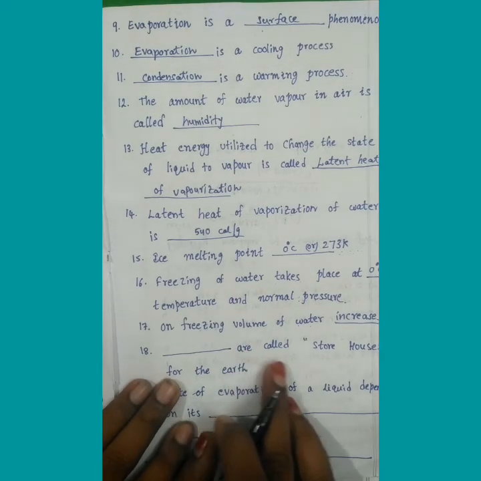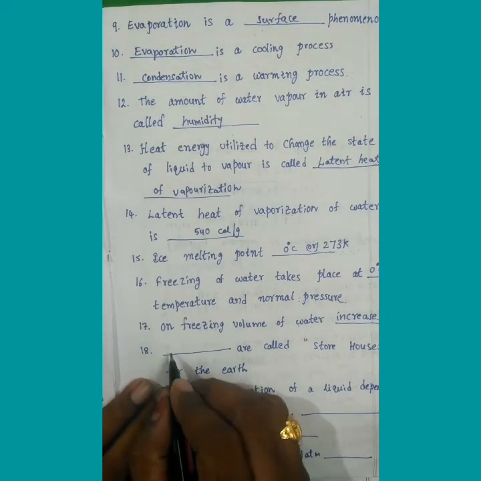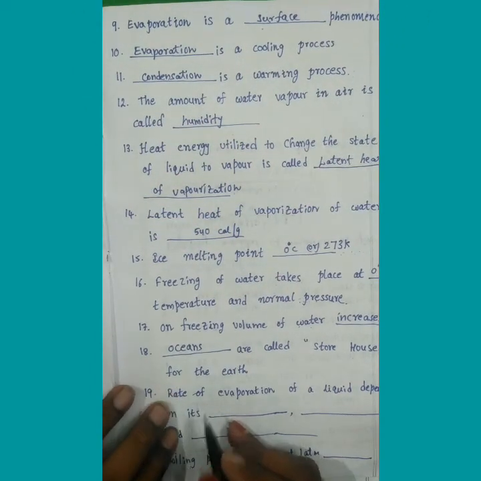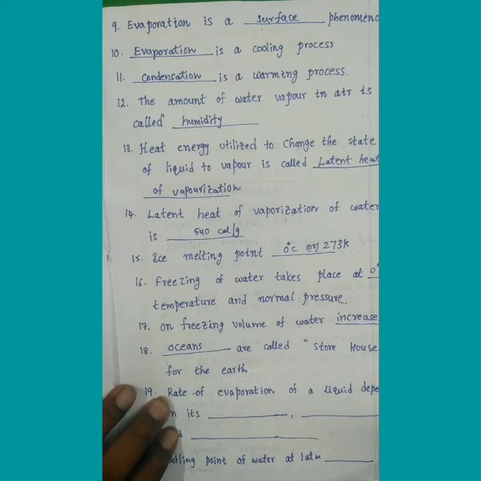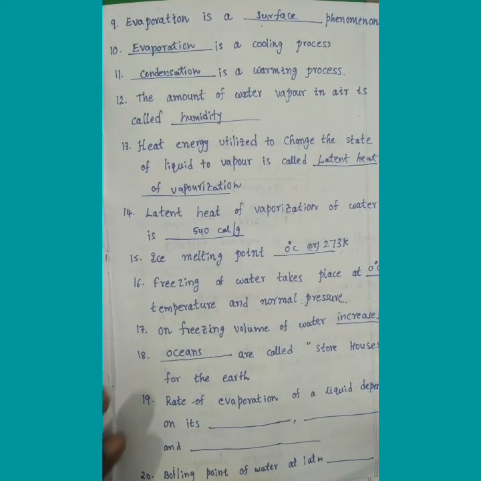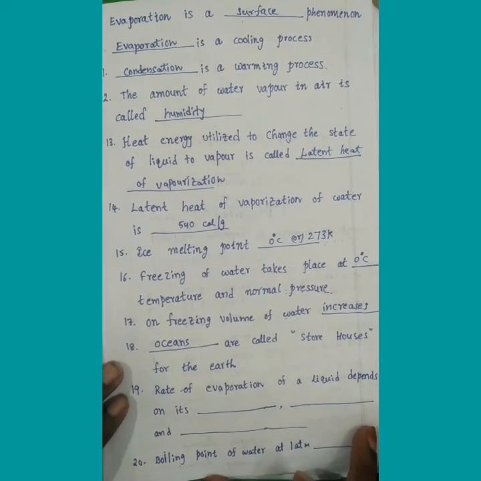Oceans are called storehouses for the earth. Why? Because the heat energy coming from the sun is absorbed by the oceans, they store it, and they also send it equally throughout the surrounding areas.